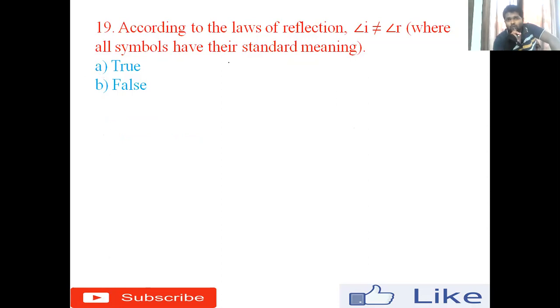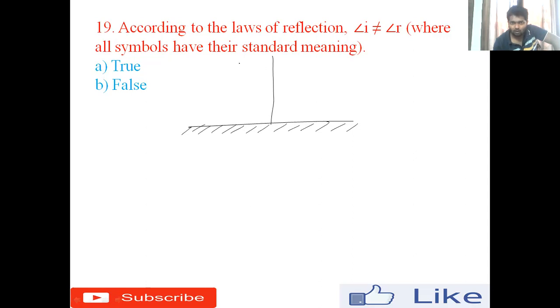19th one: according to the laws of reflection, angle of incidence is not equal to angle of reflection, where all the symbols have their standard meanings. Let us take a mirror surface. Just imagine it is a mirror. This is the normal. Normal is basically a perpendicular imaginary line on the surface, which helps us to understand the angle of incidence and angle of reflection.